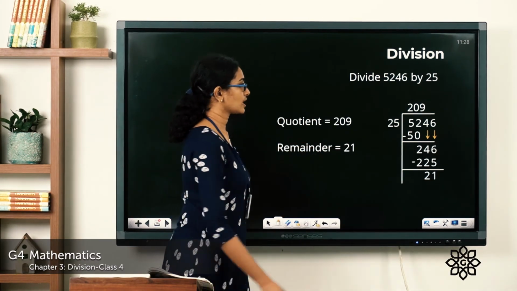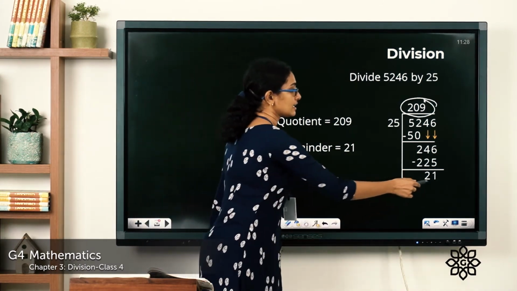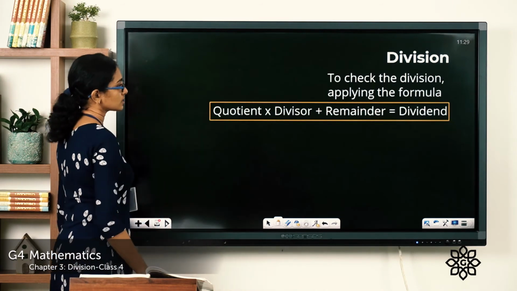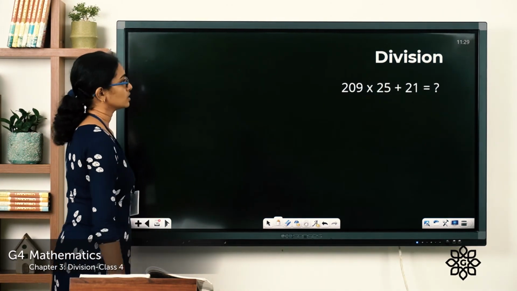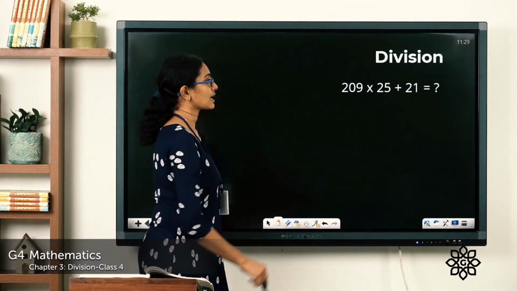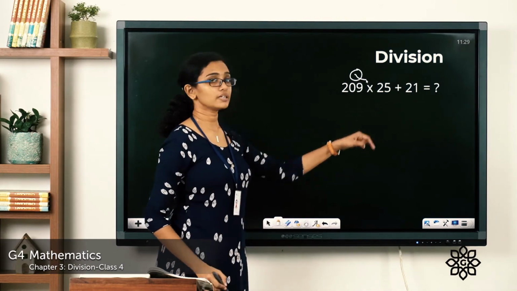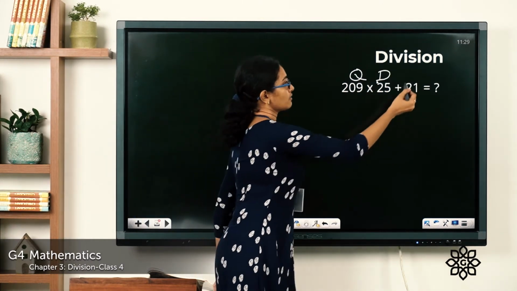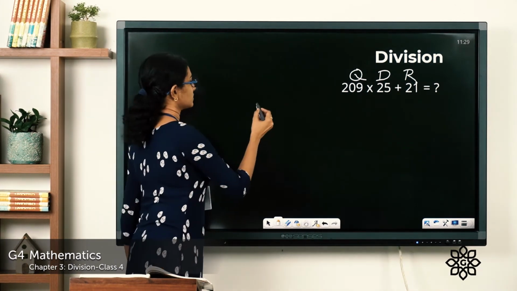So we have the quotient now. The quotient is 209 and the remainder is 21. Let's check the division. Quotient into divisor plus remainder should give you the dividend. So substituting the numbers here, we have 209, which is our quotient, and 25, which is our divisor, and 21, which is our remainder. So let's do the multiplication.